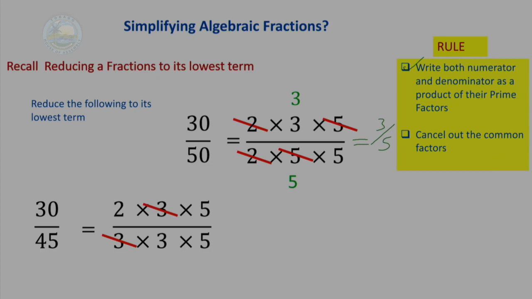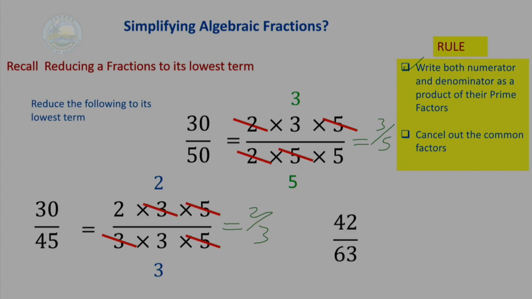So we cancel out the 3, and are there any more common factors? Of course, the 5 is also common, so we cancel out the 5. What are we left with here? In the numerator, we are left with 2, and in the denominator, we are left with 3. So our answer here, 30 upon 45 reduced as a fraction to its lowest term, is going to be 2 upon 3. Correct, that is right. Let's look at another example.